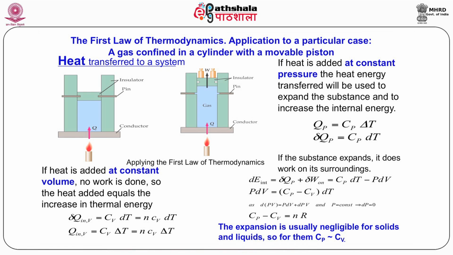If heat is added at constant pressure, then the heat energy transferred will be used to expand the substance and to increase the internal energy. Therefore, here Cp minus Cv will be equal to N into R. So, if heat is added at constant volume, there will be no work done, and if heat is added at constant pressure, the heat energy will be used to expand the substance and increase the internal energy. Therefore, what I am trying to conclude is that expansion is usually negligible for solids and liquids. So, for them Cp is approximately equivalent to Cv.